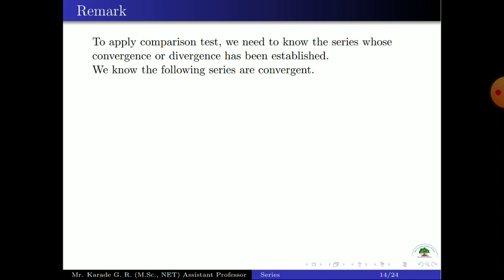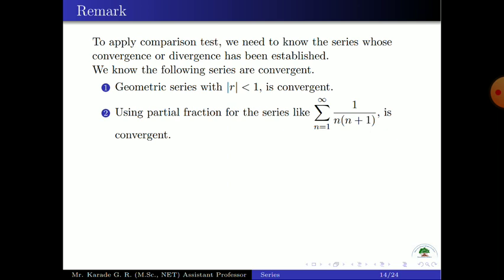We know the following series are convergent. First is the geometric series with mod r strictly less than 1. Using partial fractions, the series summation n equal to 1 to infinity 1 upon n into bracket n plus 1 is also convergent. Next, the series summation 1 upon n factorial, with n running from 1 to infinity, is always a convergent series. So these are some convergent series which we use for taking bn.